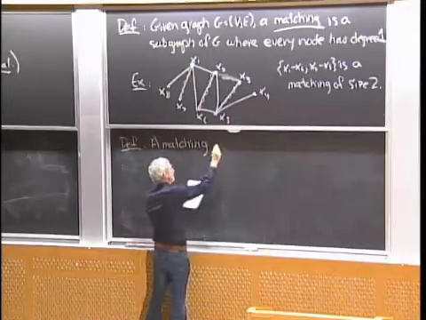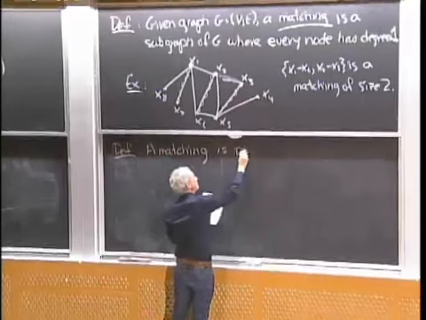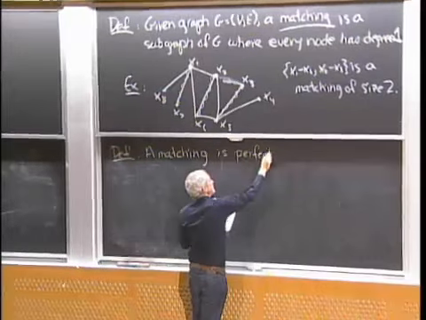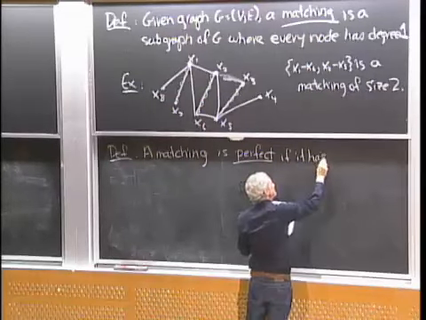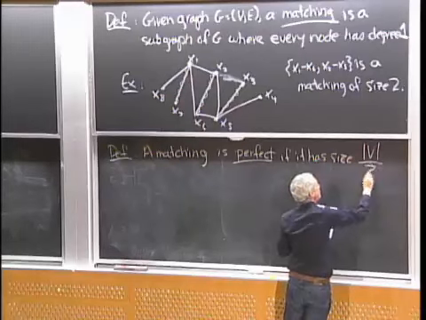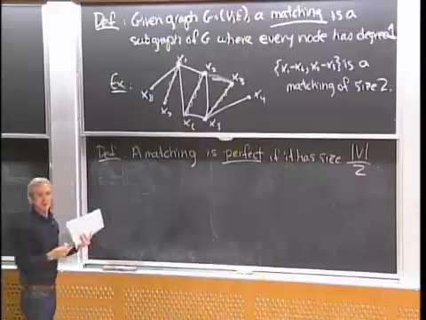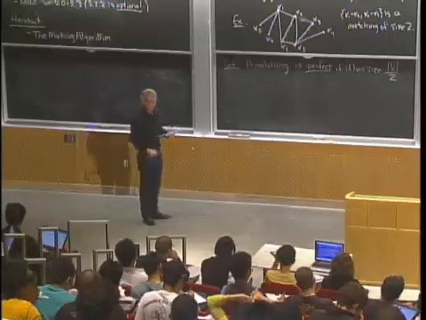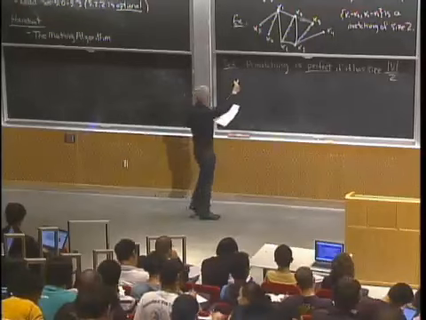So a matching is perfect if it has size half the number of nodes. In other words, if the number of edges is V over 2, then every node is in the matching. All right, so that one doesn't have a perfect matching.